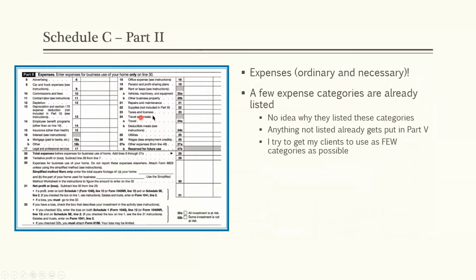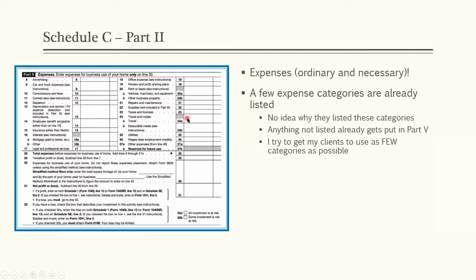You know, I would think a cell phone or telephone would be a better line to have on here, but they don't have it on here. But you do have this other expenses here, line 27A, and that carries on to another page, which I think we see in a minute, where you can list out anything that doesn't fit in one of these categories here. I try to get my clients to use as few categories as possible. One of the things I always tell them, I say, if you need it broken down into a separate category, then do so.